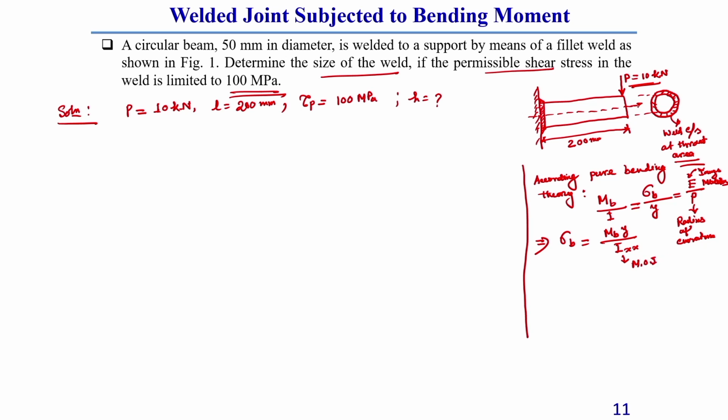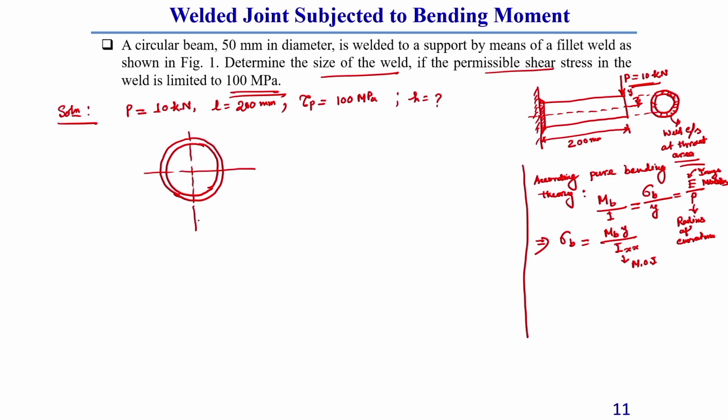Let us consider this is our z axis, and this is our y axis, and the horizontal axis is your x axis. So, if we consider the section of the weld, this I am just directly showing. Section of the weld.